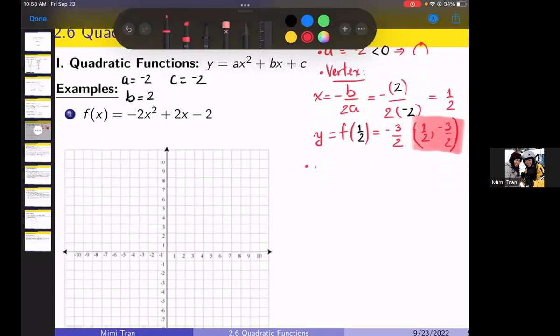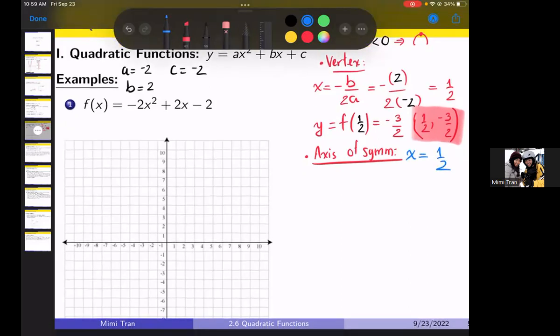What is my axis of symmetry? Half. X equals 1/2. That's what I'm talking about. People just give me 1/2, and it doesn't make any sense. It's just 1/2, right? X equals 1/2. That's a whole equation I'm talking about.